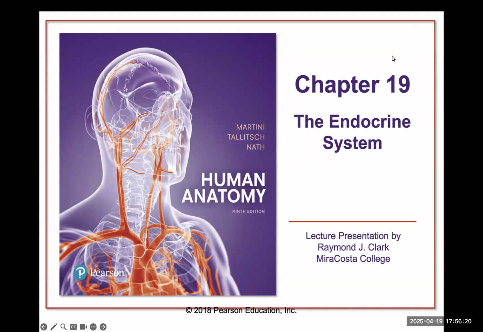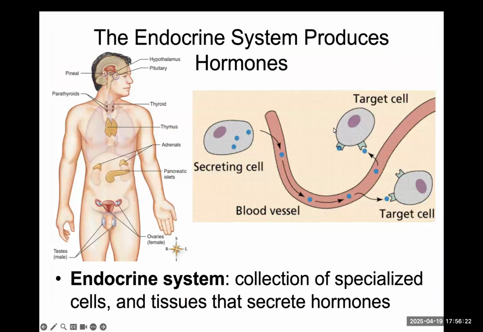In the sense that parts of your body need to talk to other parts of your body, one way of doing that is by neurons, and the other way is through releasing these chemicals, or hormones. So, what is the endocrine system? You see over here, there's a cell that's secreting something, and it's getting into the blood vessel, and then it's going to go to the target cell, and the target cell receives that chemical and is going to react according to what's received. So it's a collection of specialized cells and tissues that secrete hormones.